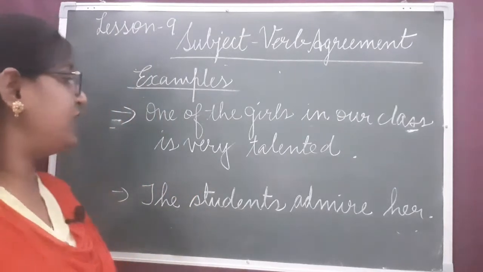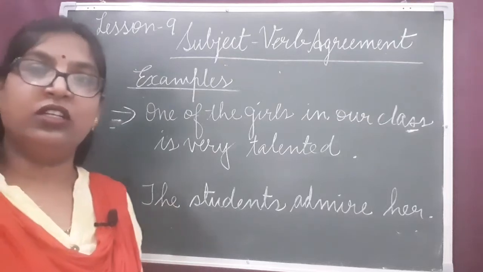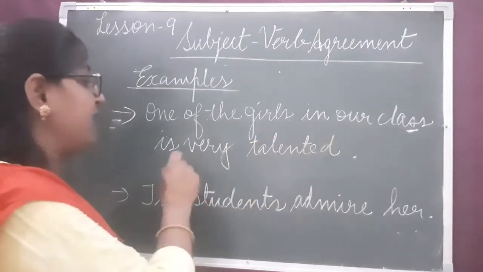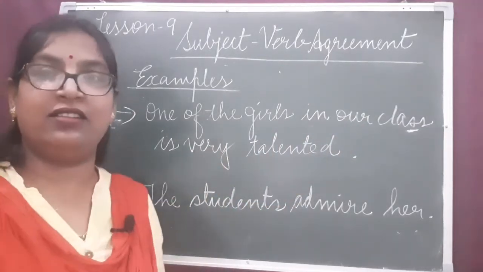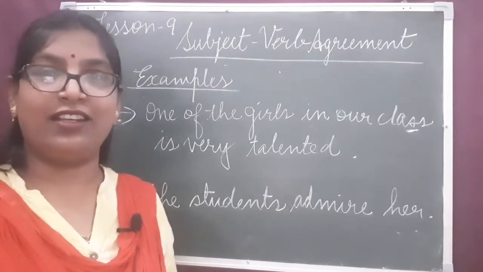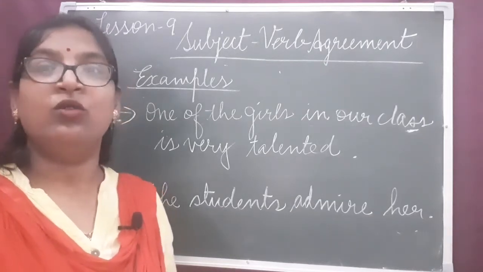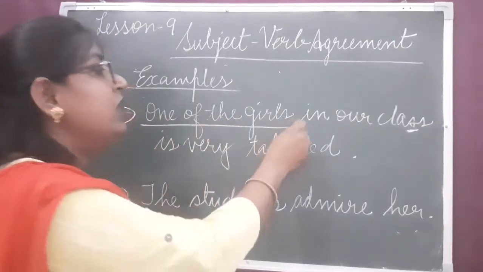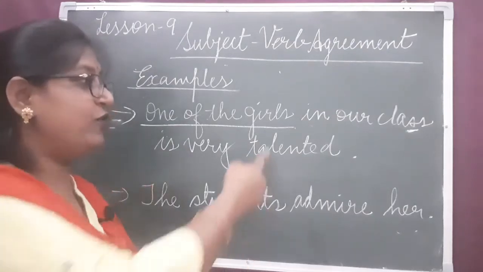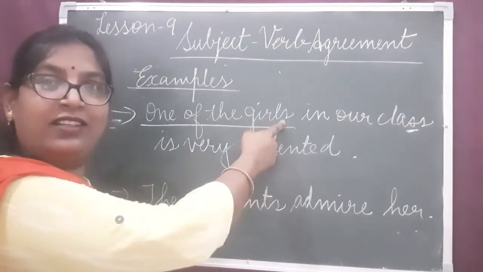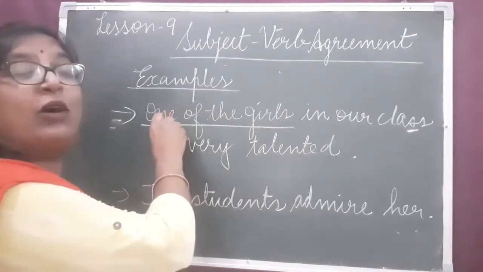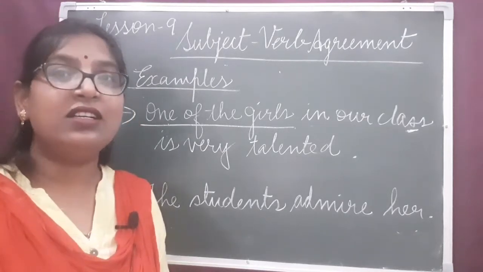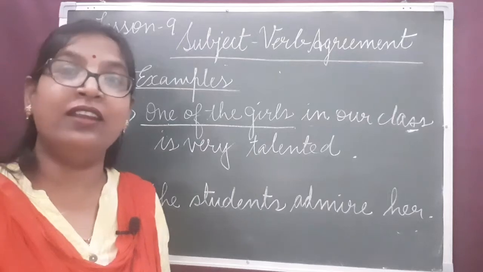Dear children, you can see two examples on the board. The first one is, one of the girls in our class is very talented. First of all, we should know what is the subject. We should find out about what we are talking. We are talking in this sentence about one of the girls. Don't get confused. Girls is in plural. We are talking about one girl. Out of many, we are talking about one girl. So, the subject is singular in number.